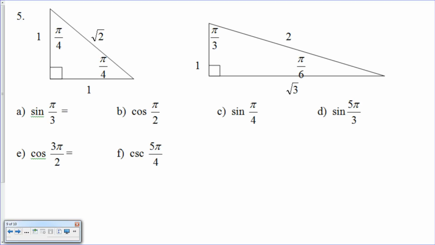If the question is what's the sine of pi over 3, I'm actually just looking up at the triangle. Pi over 3, that's my bigger angle, so it's going to be opposite over hypotenuse, radical 3 over 2.